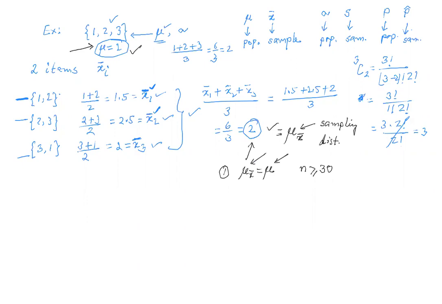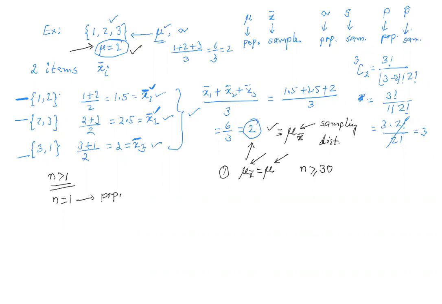Remember, you get a different sampling distribution for different sample sizes. So if n is greater than 1, you're dealing with the sampling distribution. If your n is equal to 1, you're dealing with the population distribution. So make sure that you're clear on this.